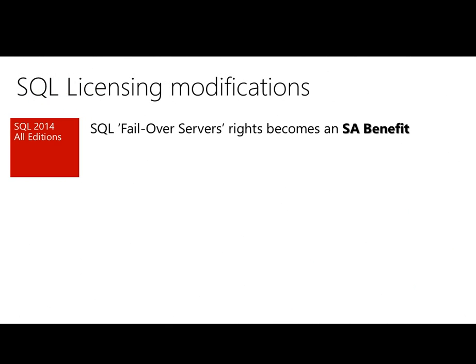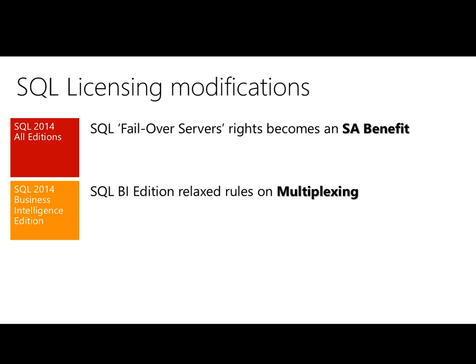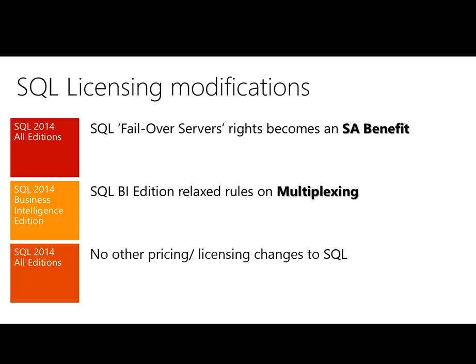SQL licensing modification for SQL 2014, all editions: the SQL failover server rights become an SA benefit. You need to have Software Assurance to do a failover. For SQL 2014 Business Intelligence edition, there are relaxed rules in multiplexing. We will discuss later on what multiplexing is. And for all editions, there are no other pricing and licensing changes to SQL.